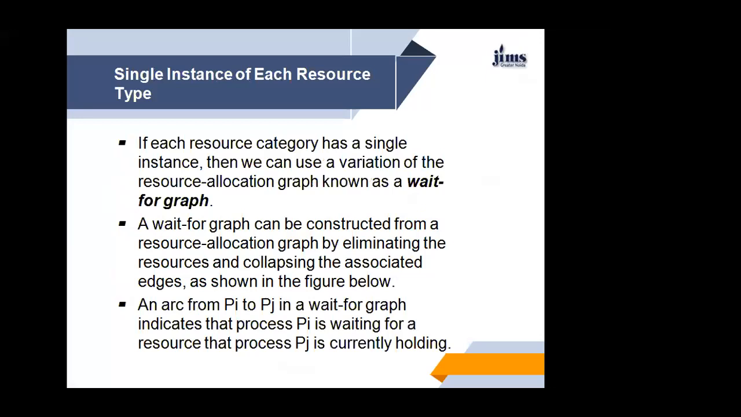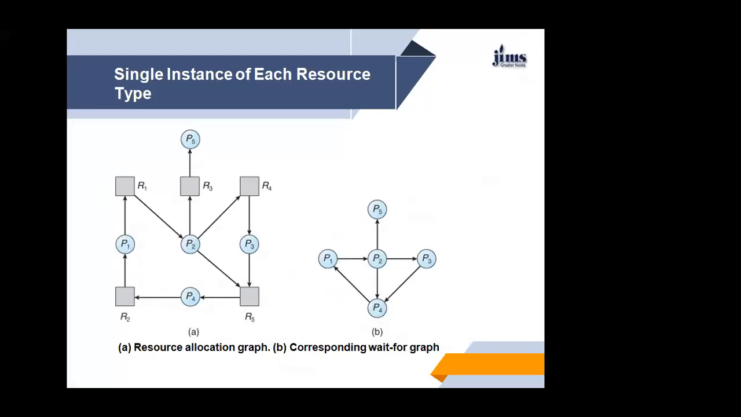For a single instance of each resource type, if each resource category has a single instance, then we can use a variation of the resource allocation graph known as a wait-for graph. A wait-for graph can be constructed from a resource allocation graph by eliminating the resources and collapsing the associated edges. Okay, as we will see in the figure, this is the single instance of each resource. In the first figure is the resource allocation graph, and the next one is the corresponding wait-for graph.